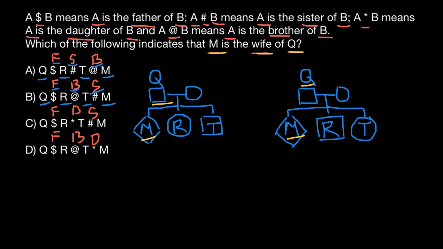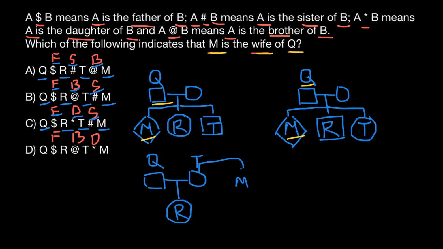So let's check answer C, and we see here that Q is a father of R. So again, Q is a father of R, and R is a daughter of T. So R is a daughter, so we circle, of T. Only this second parent can be T, because the other parent, we know, is Q. Next, we know that T is a sister of M. So T has a sibling, M, sex is not specified.